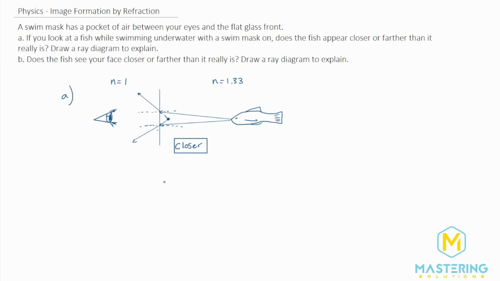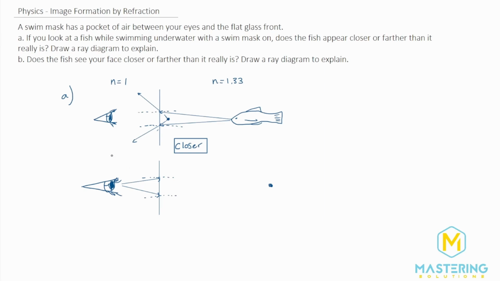If we do the same thing, only this time to the fish, it's going to look at our eye. So as it looks at our eye here, we're going to have light coming off of our eye as well. And so we'll do the same thing. Let's just draw two lines to represent the change. And so here's going to be our normal, and the fish is over here. We'll just put a little dot to represent the fish this time.